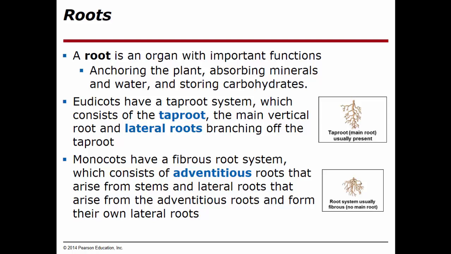Monocots, on the other hand, have what we call a fibrous root system. So this consists of what we call adventitious roots. They arise from the stems. There are several of them that branch out in different directions, and most of the main roots that come directly from the stem are about the same size. We then have smaller lateral roots branching off from the adventitious roots, and these are the smaller lateral roots that increase the surface area for absorbing water and minerals.